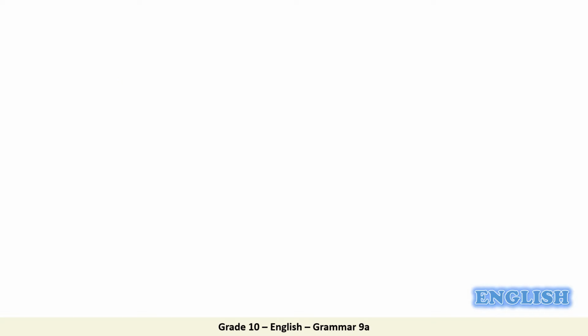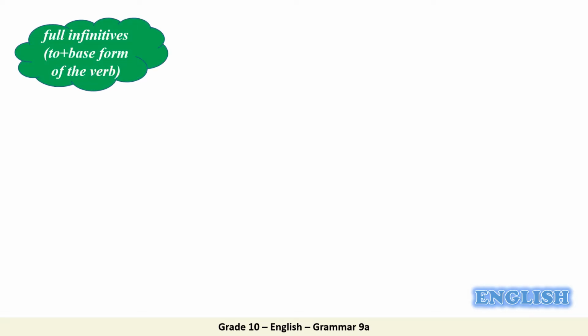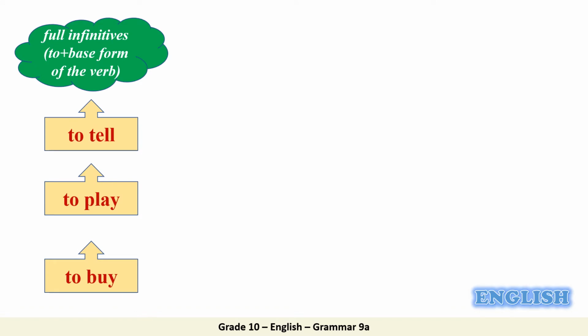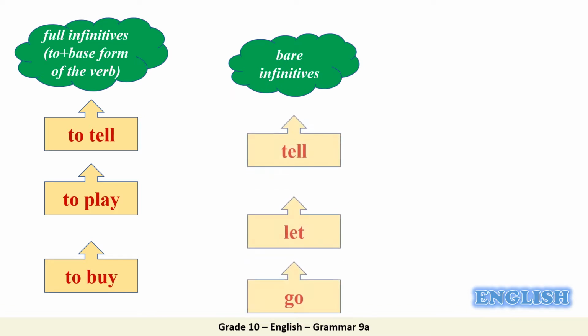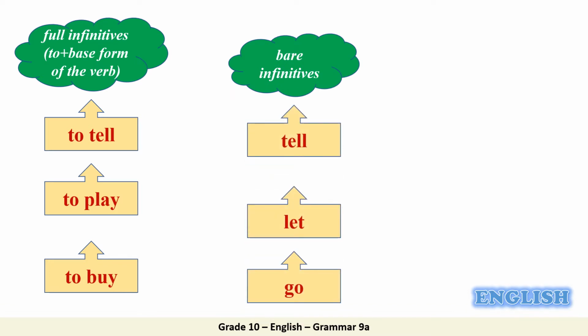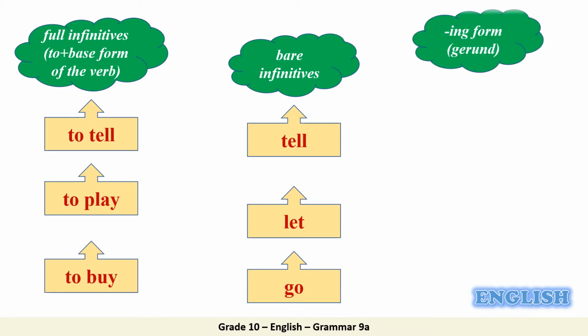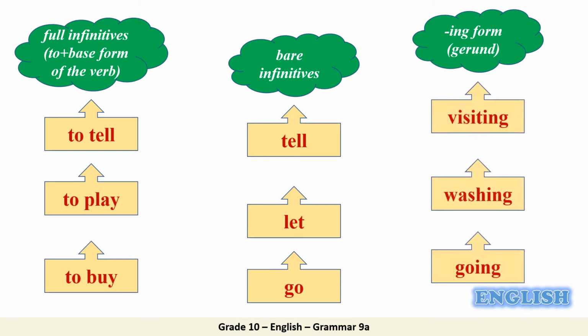Okay, as you can see, the first group of words are called full infinitives. We have to plus base form of the verb: to tell, to play, to buy. The second group of words are called bare infinitives. We have tell, let, and go. And the last one is the ing form words, or we call them the gerund. And here we have visiting, washing, and going.